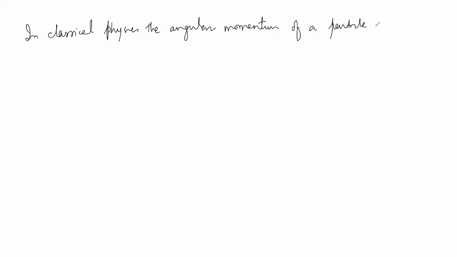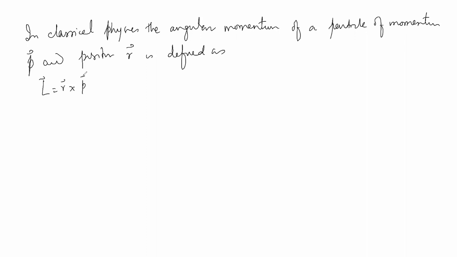Now, the angular momentum algebra, which I shall be discussing, you have already been taught in BSc, but just to recapitulate what you have done, you know that in classical physics, the angular momentum of the particle of momentum p and position r is defined as L is equal to r cross p.